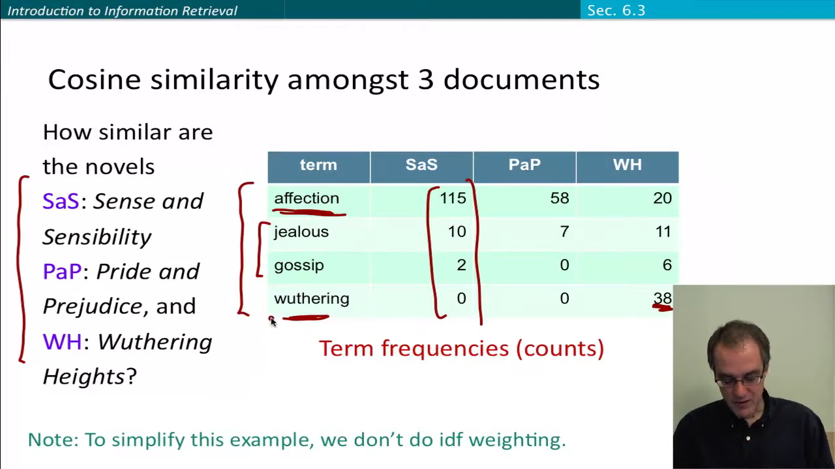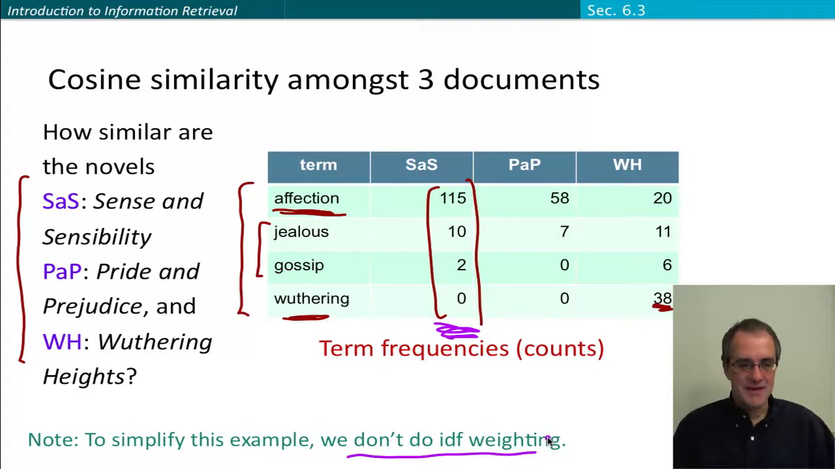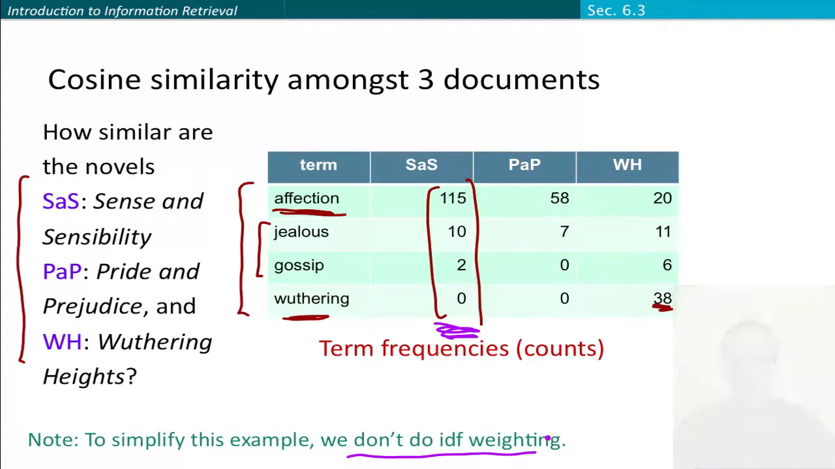What we want to do is take these term frequency vectors and turn them into length normalized vectors on the unit hypersphere. For this example, I'm just going to use term frequency weighting, and we're going to leave out IDF weighting to keep it a bit simpler. Let's see what happens on the next slide.